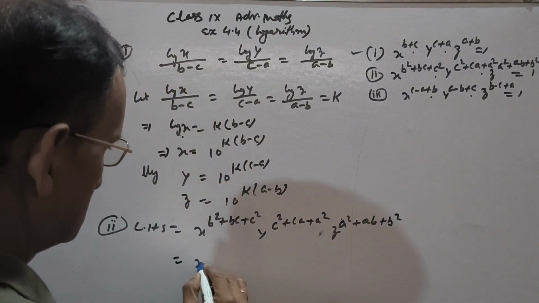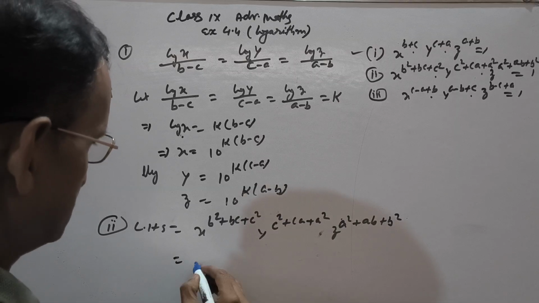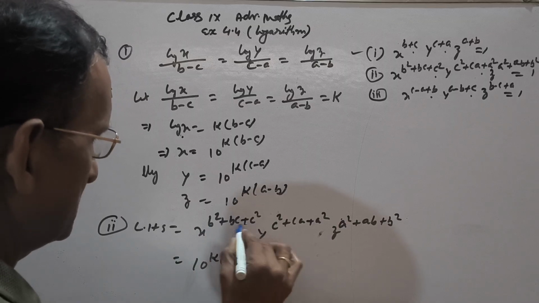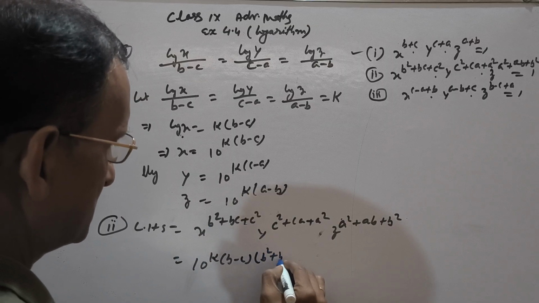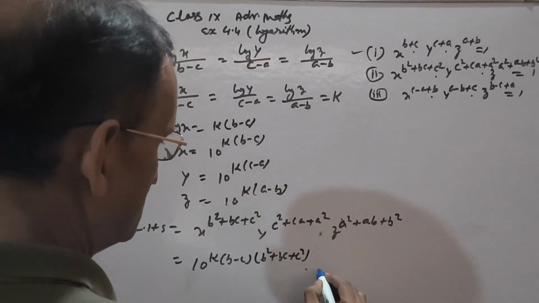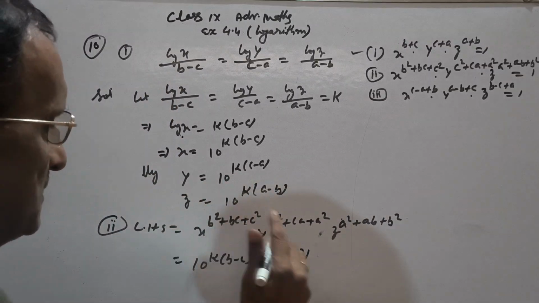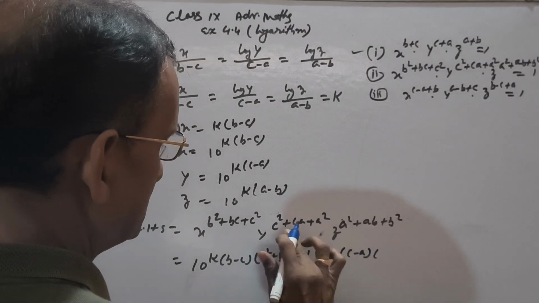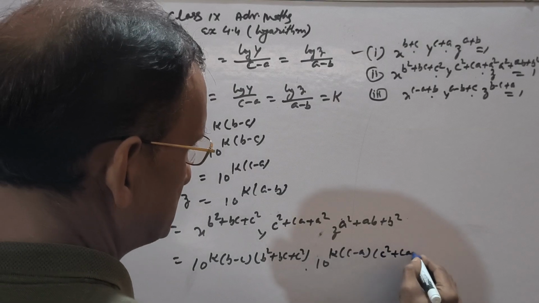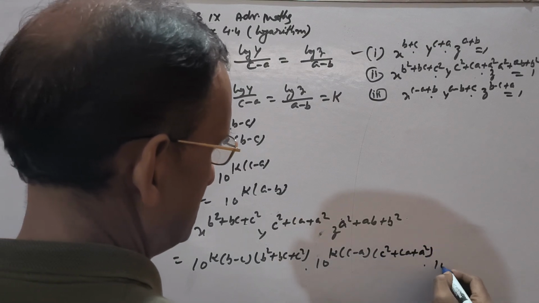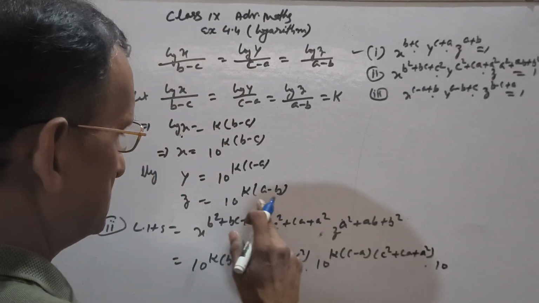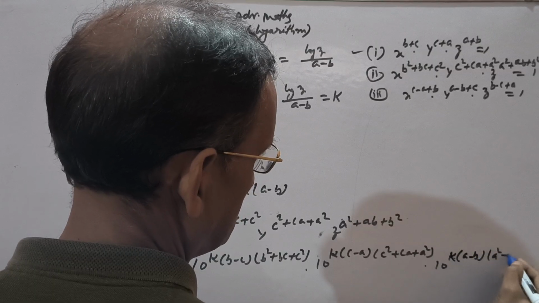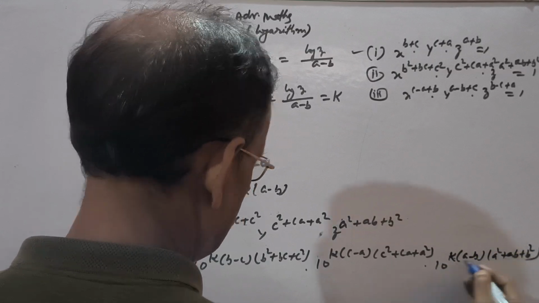What is x equal to? 10 to the power k into b minus c, and before they are already there, so it will be into b square plus bc plus c square. Here y equal to 10 to the power k into c minus a into what is here before, c square plus ca plus a square, and z value is 10 to the power k into a minus b into a square plus ab plus b square.